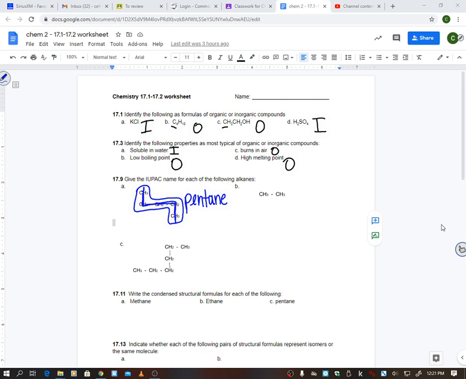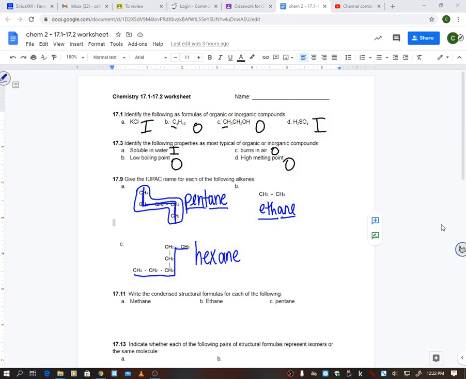B, just 2 carbons in a chain, so that is ethane. So you're giving the prefix for how many carbons there are and then ending it in -ane. And then this last one I have 1, 2, 3, 4, 5, 6. So that is going to be hex, and then I end it in -ane, hexane. All right, those are pretty simple. Nothing coming off of them, no branches.